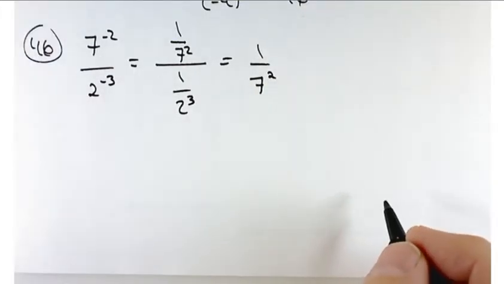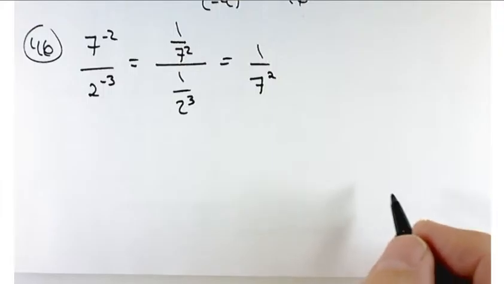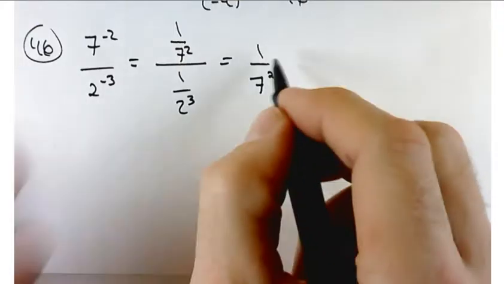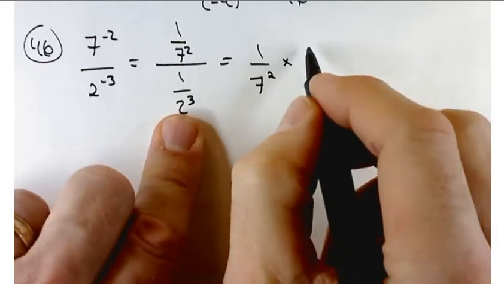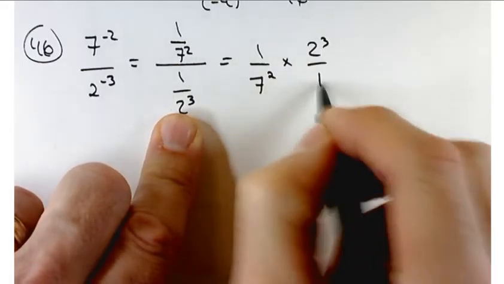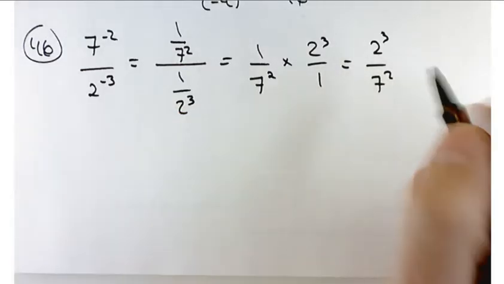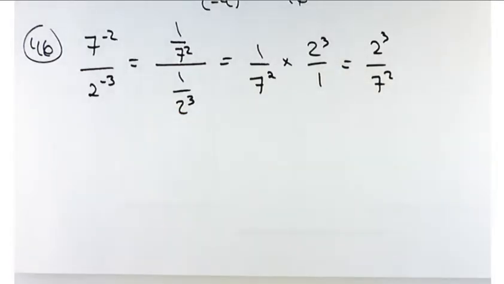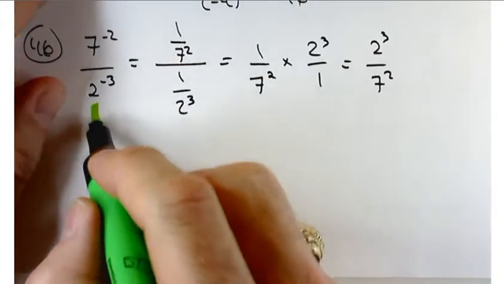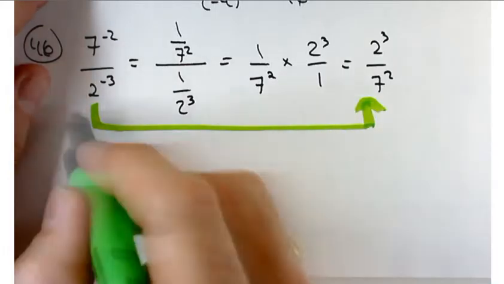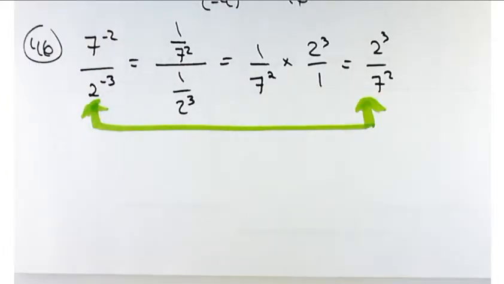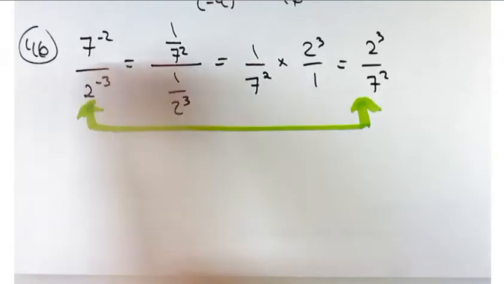One over 7 squared. Then what? Anyone? Times the reciprocal, right? 2 cubed over 1. Now I'm not worried about the 2 cubed is 8 or the 7 squared is 49 here. What I wanted to get to is this. Can anyone suggest a shortcut when you're looking at stuff like this? What's the shortcut to go from here to here?